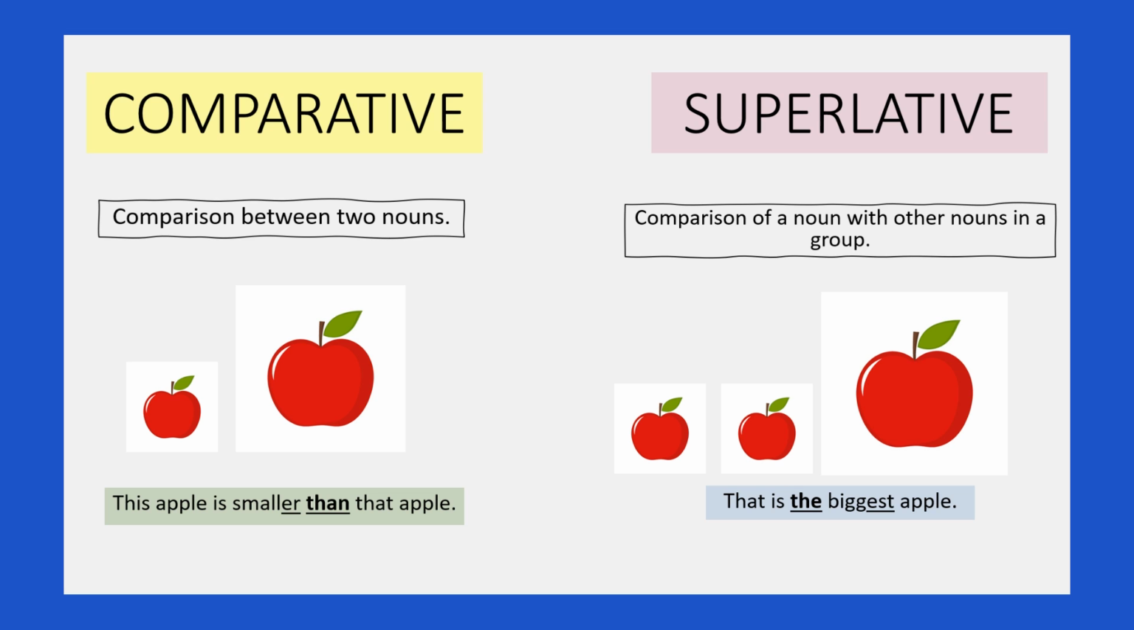You will notice that the article the is followed by the adjective ending in est. Okay, this is the adjective biggest. You will see there is an est at the end of the adjective. Okay, so before the adjective, there will be the article the.